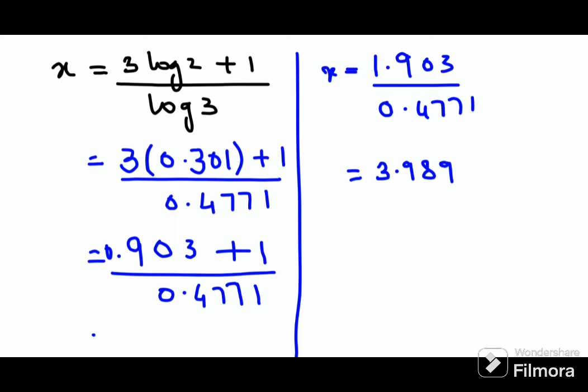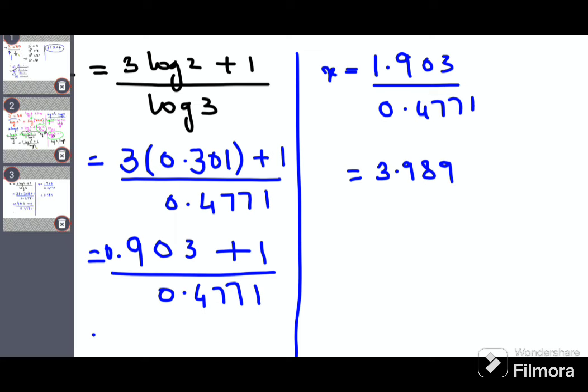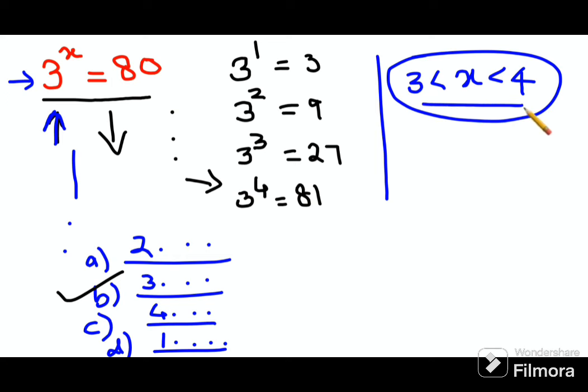Now, when you actually do this calculation, your answer comes out to be somewhere around 3.989. Now, if you remember, in the first step itself, I told you the value of x has to be lying between 3 and 4. And obviously, 3 raised to 3 is 27 and 3 raised to 4 is 81. Now I know 81 is very close to 80, so obviously your answer also will be something very close to 4 but not 4. So here, the x answer we got was 3.989.